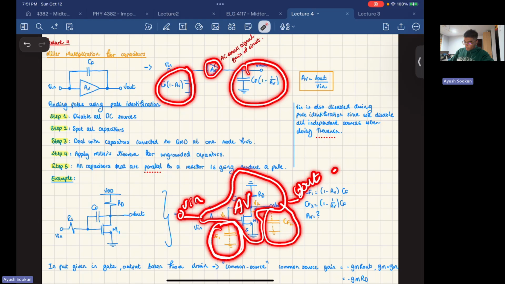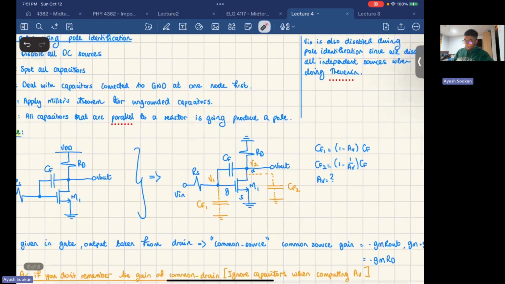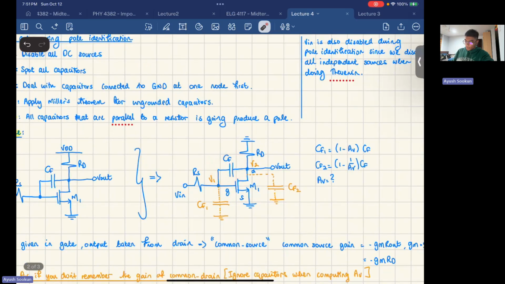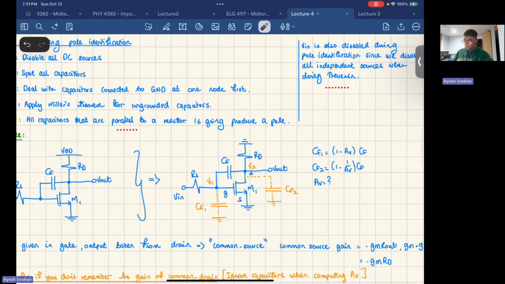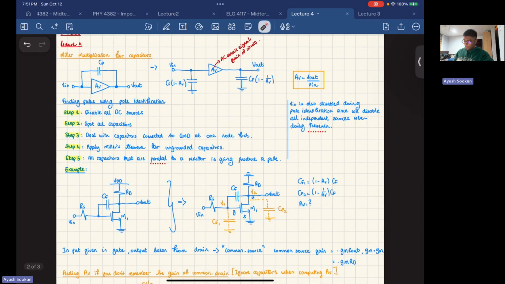So CF1 right here, this capacitor, is going to be replaced by this equation, and CF2 here, this capacitor, is going to be replaced by this equation. But we need to find AV. So again, let me reiterate here. We have this ungrounded capacitor. We're going to split it into two capacitors connected to ground, one here and one here, CF1 and CF2. That's what I denoted it as. CF1 is going to be replaced with this equation, and CF2 is going to be replaced with this equation. Okay, but we need to find AV.